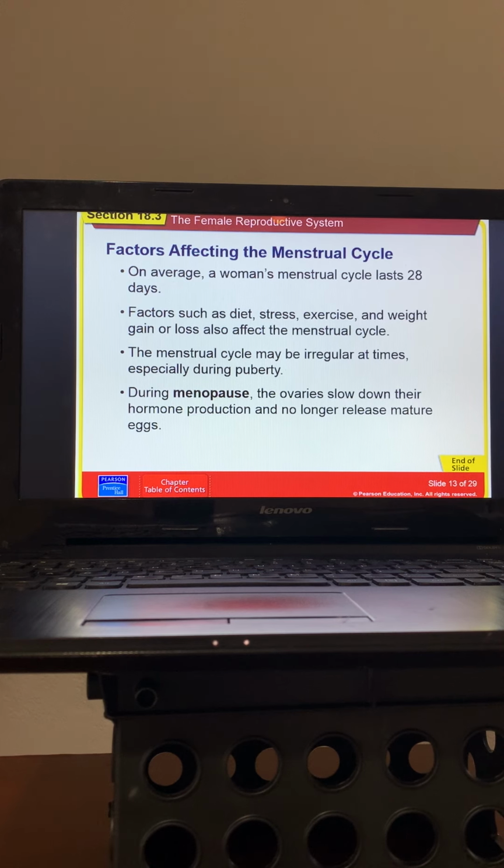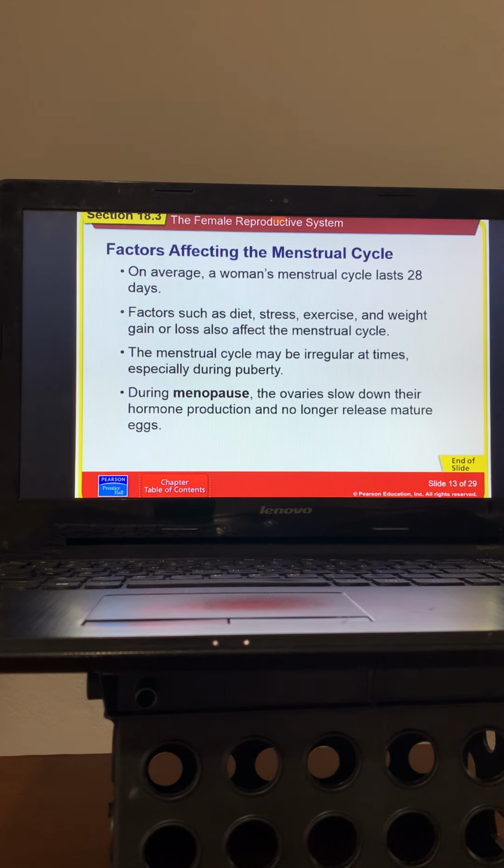So on average, her menstrual cycle lasts about 28 days. Some women's cycle is longer, some women's cycle is shorter, some women's cycle skips a month, and all of that is okay too. But if we're talking about on average, it's about 28 days. That does not mean she bleeds for 28 days. That means the whole cycle, so from her body releasing an egg, it going down the fallopian tube into the uterus, the uterine lining shedding, the whole cycle takes about 28 days.